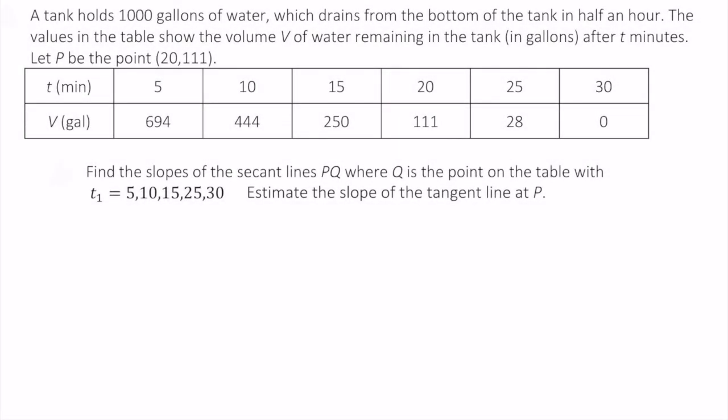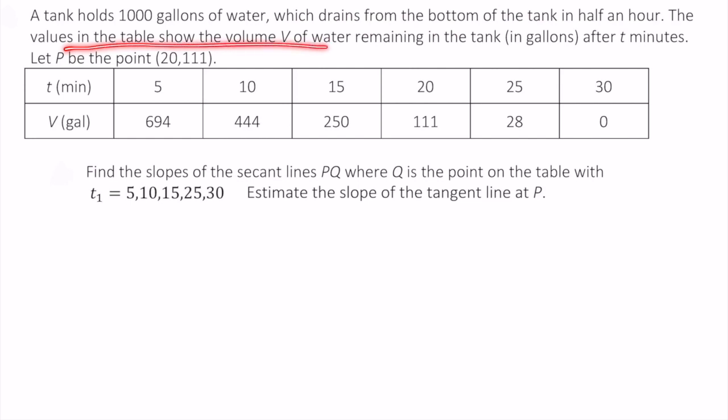Welcome. In this video, we're going to continue to use secant lines to estimate average rate of change. Then we're going to use some secant lines adjacent to a particular time in order to estimate the instantaneous rate of change. So a tank holds 1,000 gallons of water, and this water is draining from the bottom of the tank over a half-hour period.